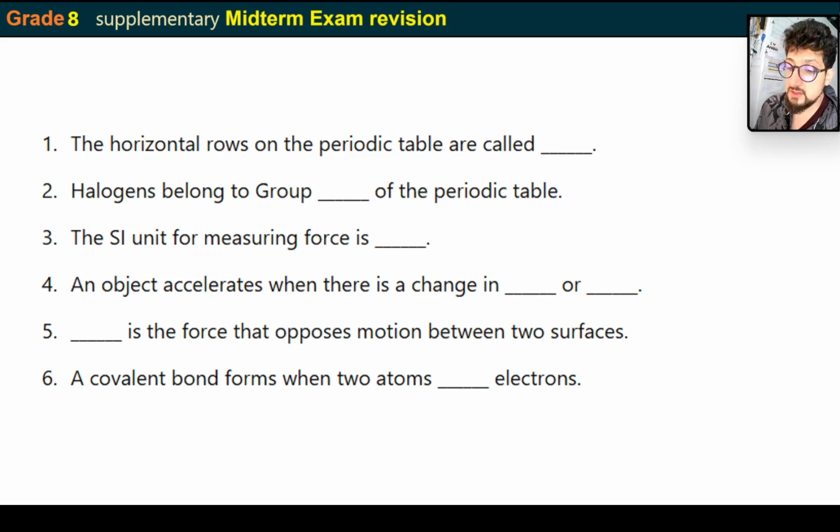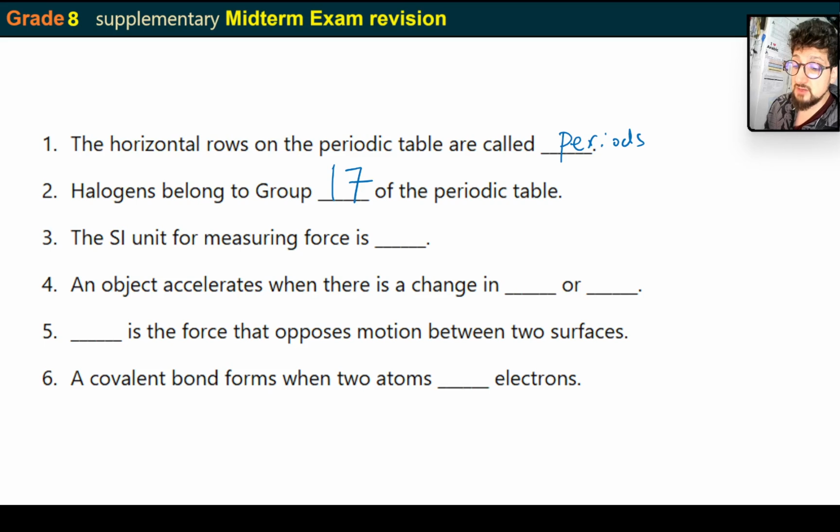Okay, the horizontal rows on the periodic table are known as periods. Okay, and there are 7 of them, right? I've got a periodic table right here. There are 7 of them. Halogens belong to group what of the periodic table? So technically speaking, 18. But if the options just show 8, then pick 8. But it is group... Oh, sorry, halogens, not noble gases. So that's 17. Or group 7 on the periodic table.